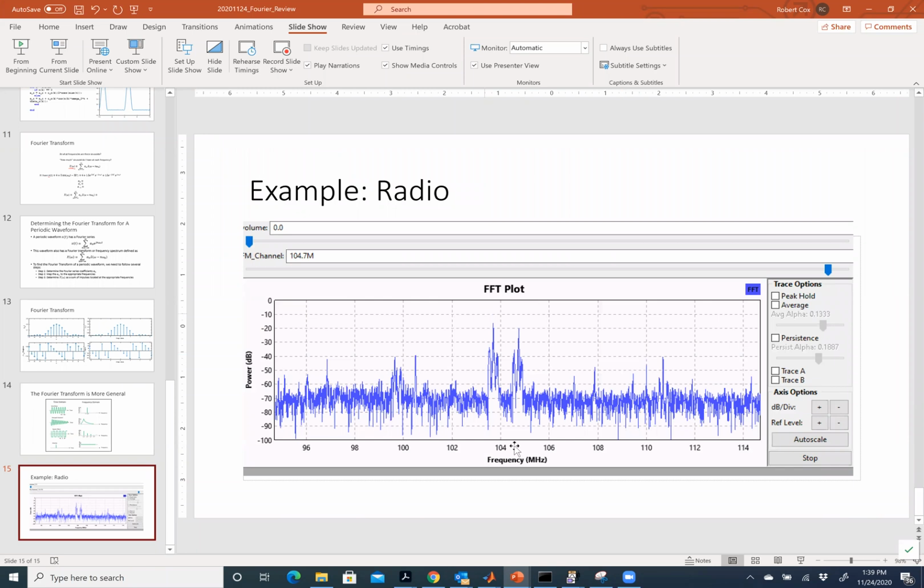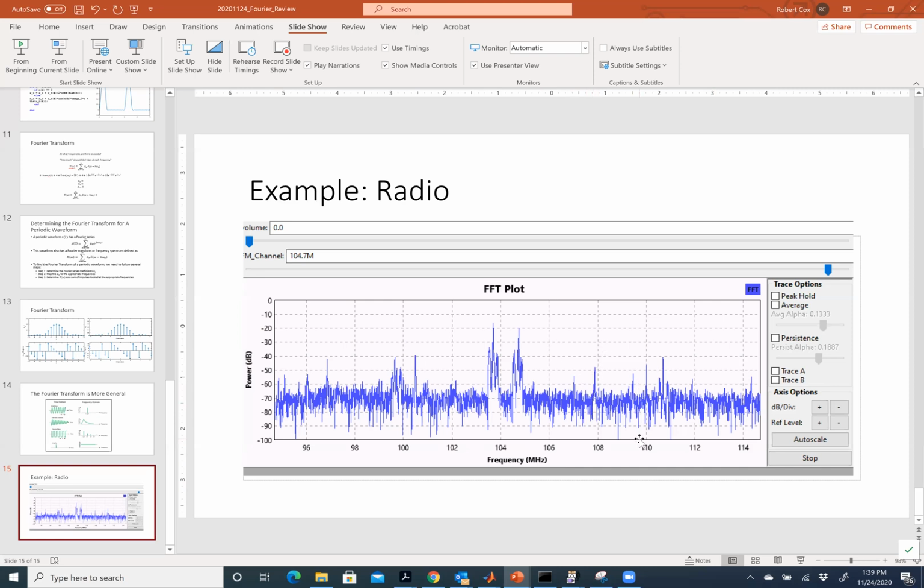What is this telling me here? What is this picture telling me? No, you don't know what the units are here. It says power in dB. Forget that unit for a second. So notice the x-axis says I have frequencies in megahertz. What is this telling me here? What do you think?